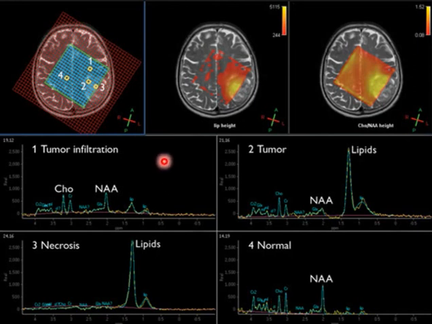So, for example, if you want to suggest a part of this tumor to biopsy for the surgeon, obviously it will be area number 1, the area that has tumor infiltration and no necrosis. So it will be more histologically more diagnostic.